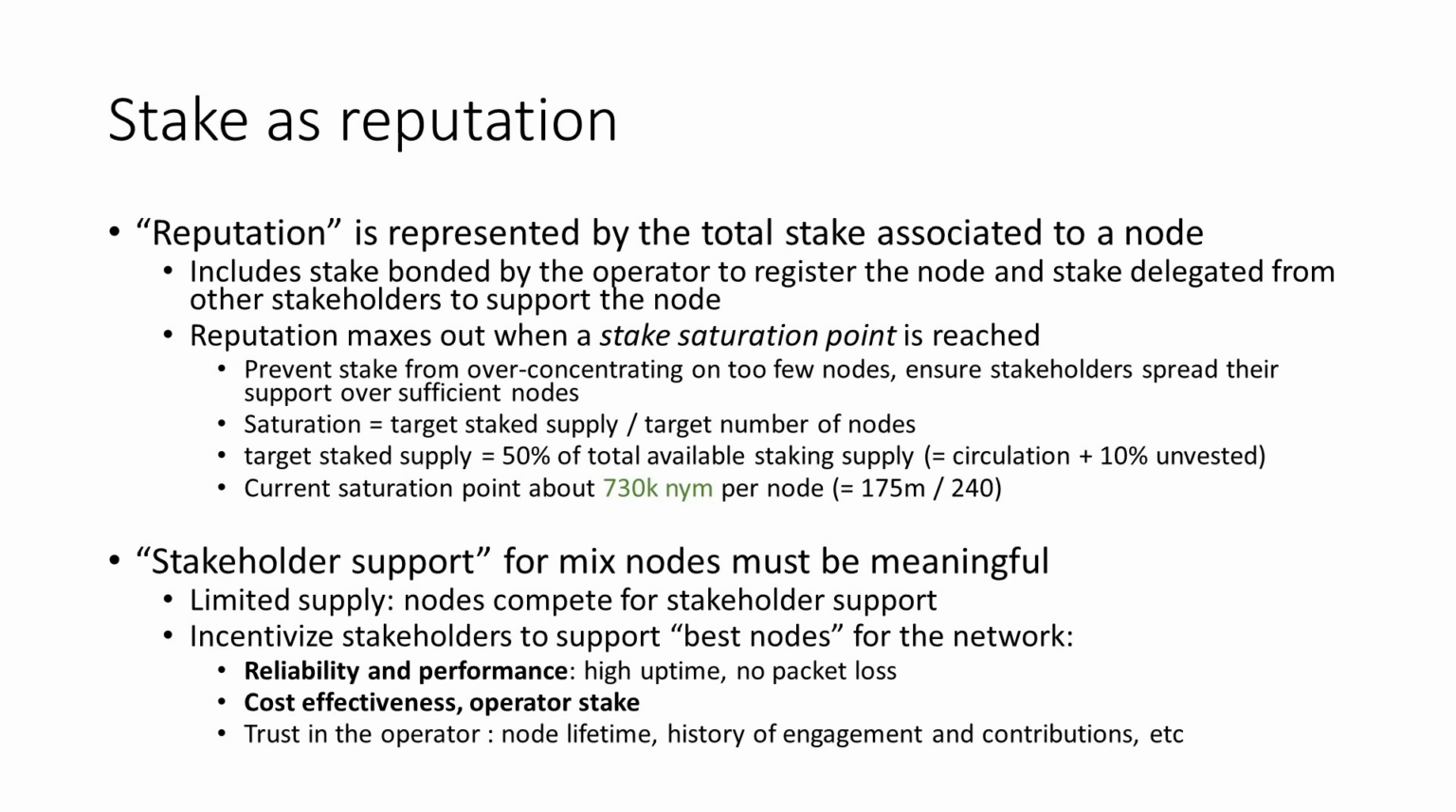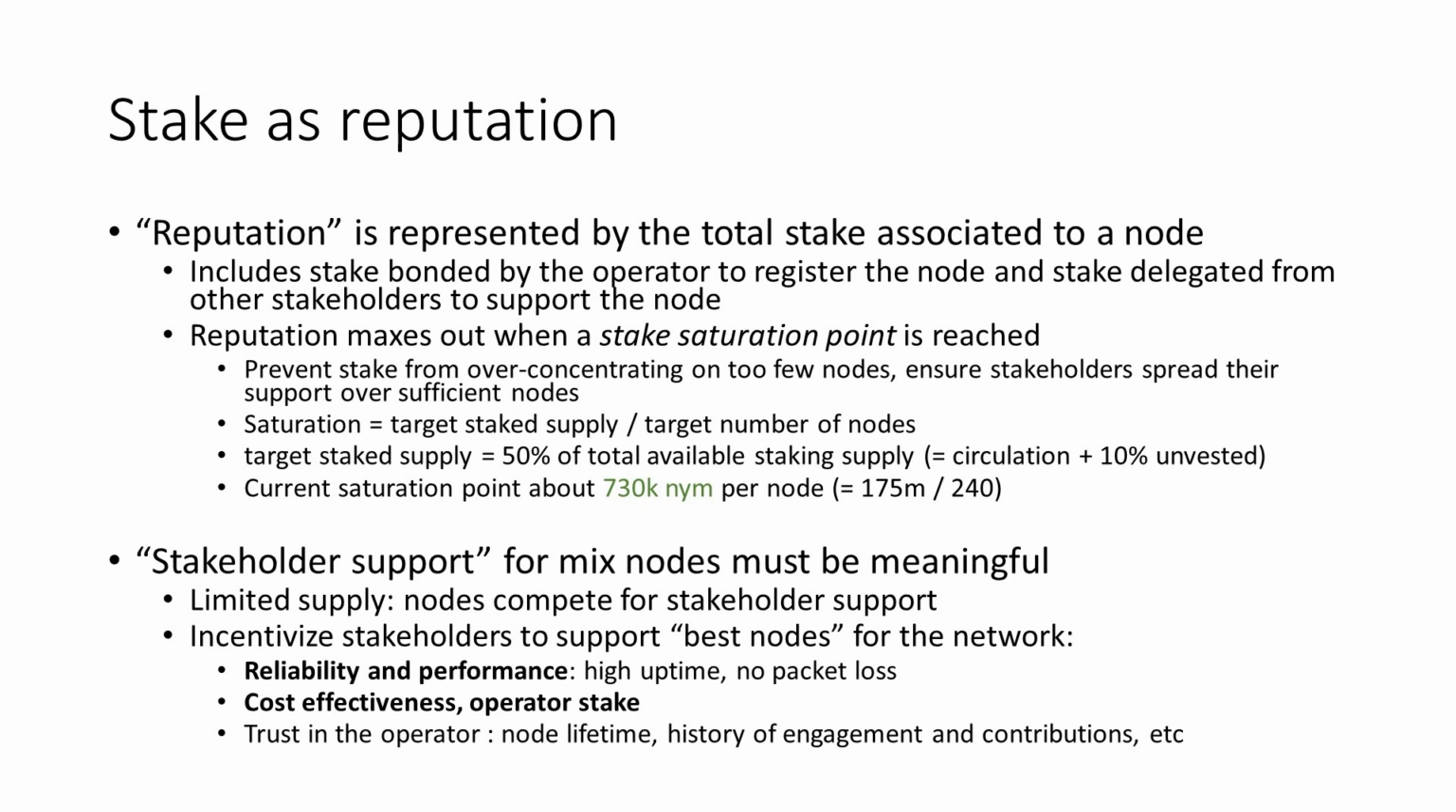Like right now, this point is 730,000 NIMs. If you have more than 730,000 NIMs, you will still receive the same rewards. You have 1 million, 2 million, 3 million, it doesn't matter. The node is capped in rewards for that. Why do we do that?